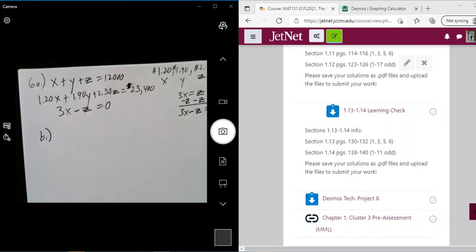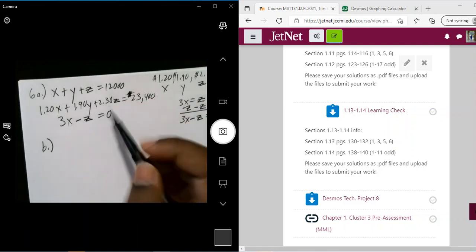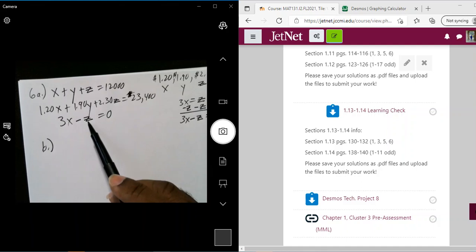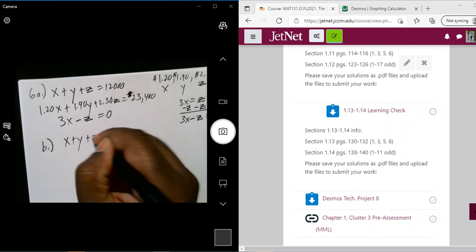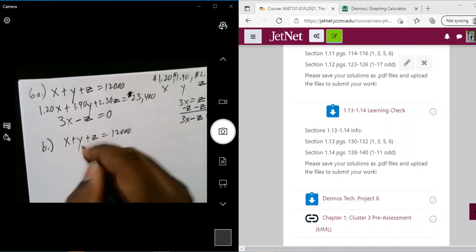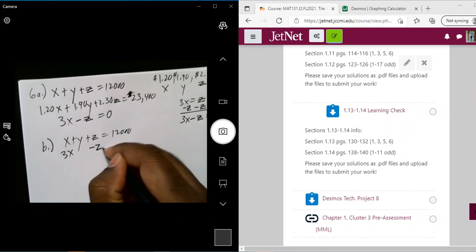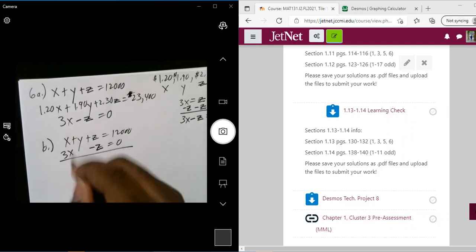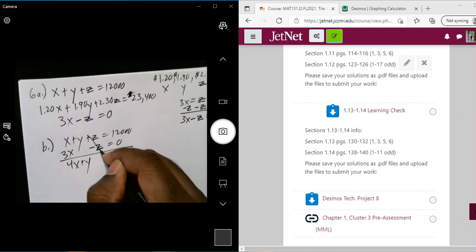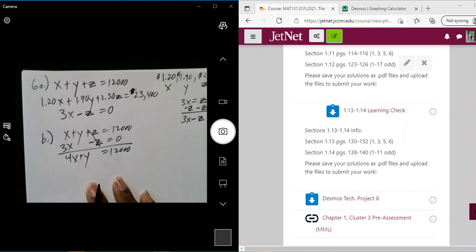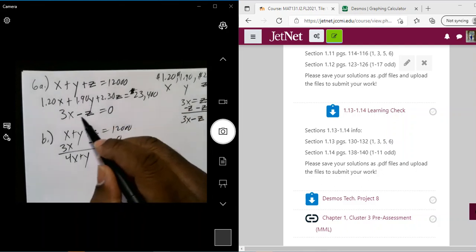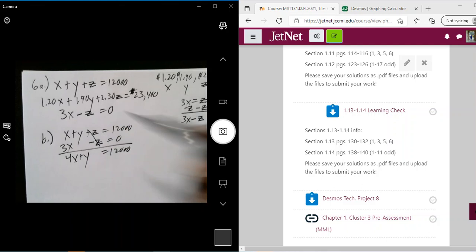Now we go to B. Now B states that they want us to solve this system. All right. So what I would do here is I would get rid of the Z's. So I would take X plus Y plus Z is equal to 12,000. Then I had 3X minus Z equals 0. So this would be 4X plus Y, the Z's would go, is equal to 12,000.